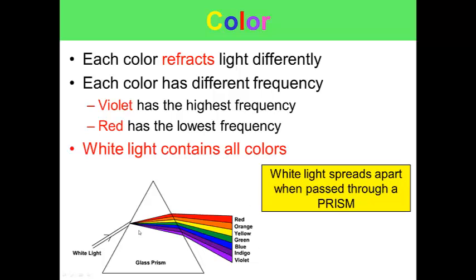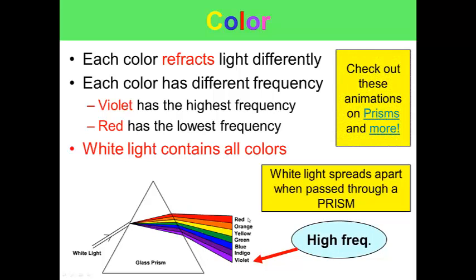When white light enters a prism, it spreads apart because all of these colors of light refract slightly differently through this glass. So here we have high frequency light at the bottom and low frequency light at the top.